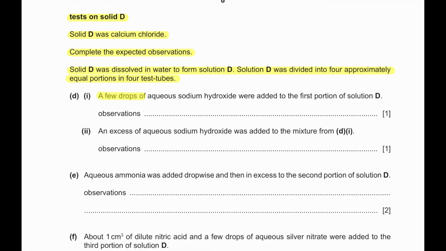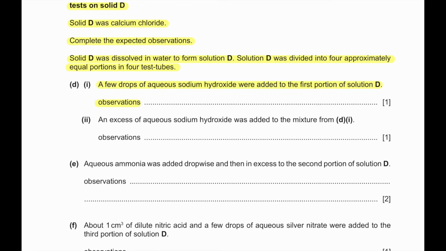Test on solid D. Solid D was calcium chloride. Complete the expected observation. Solid D was dissolved in water to form solution D. Solution D was divided into 4 approximately equal portions in 4 test tubes. A few drops of aqueous sodium hydroxide were added to the first portion of solution D.